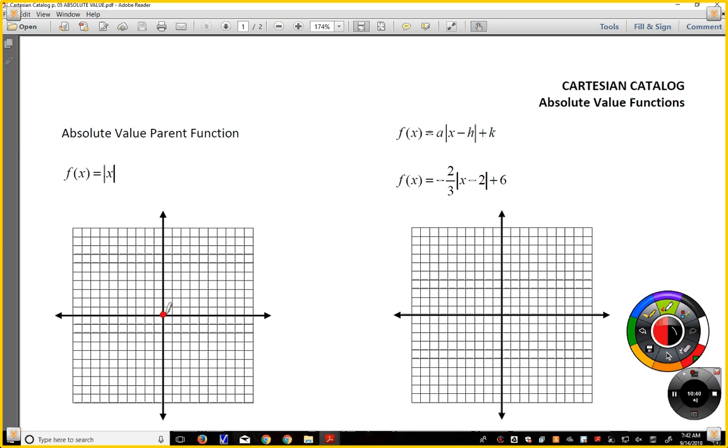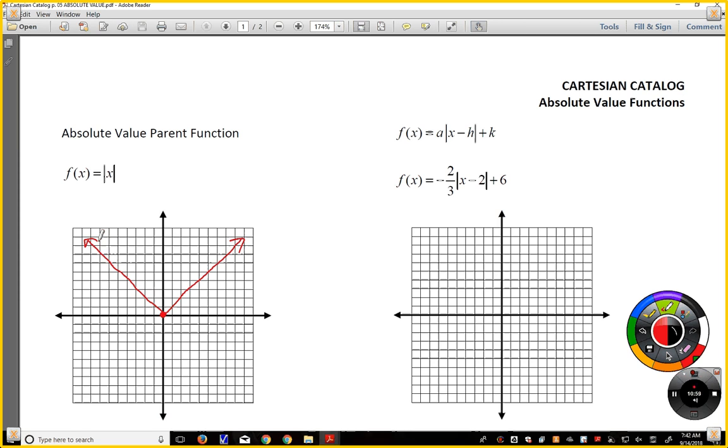So if we use a slope of 1, we get something like this. If I can draw straight lines, which I'm clearly not very good at. So are we okay with what that looks like? Okay.